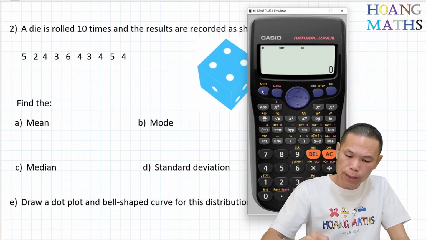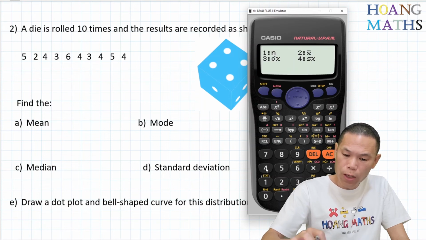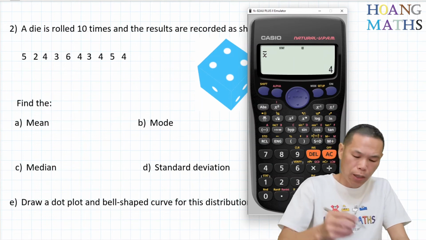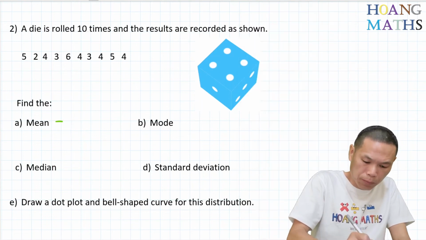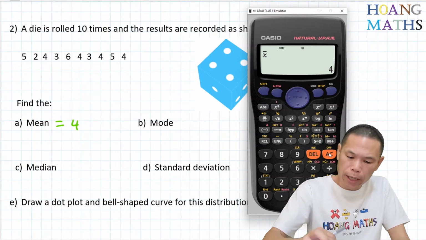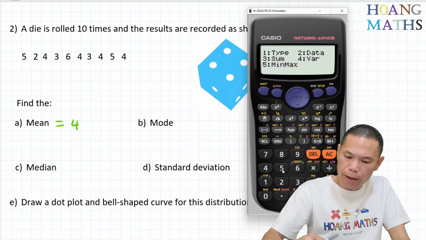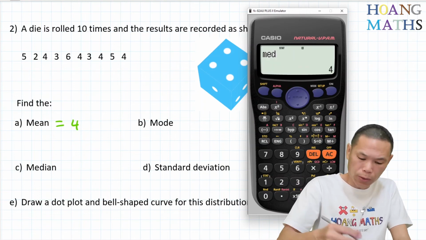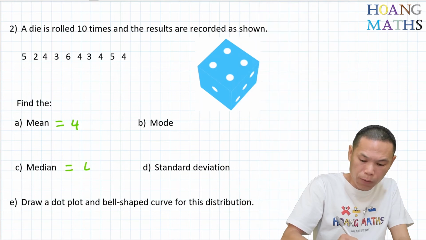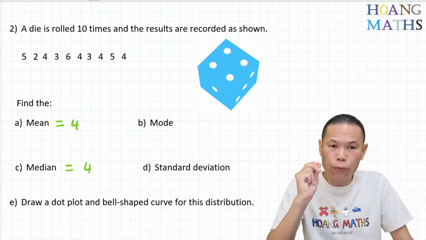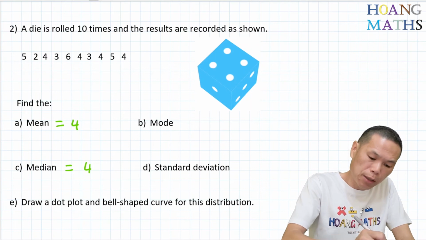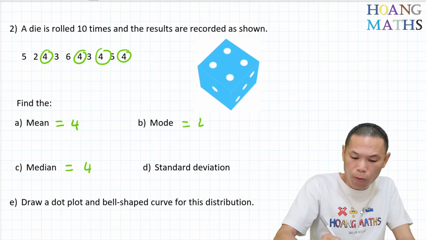So now to work out the mean, I just clear the screen first. I go Shift, Stat, and under option 4, and then option 2 gives me the mean. So equal, don't forget. So the mean is 4. To work out the median, again, we go Shift, Stat, option 1, and under 5. And then the median is option 4 there. Press 4 equal. So the answer is 4. The median is 4. And the mode is the most frequent number. So the number 4 is the most frequent. So the answer is 4 for the mode.